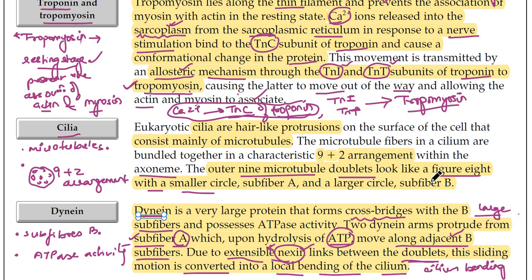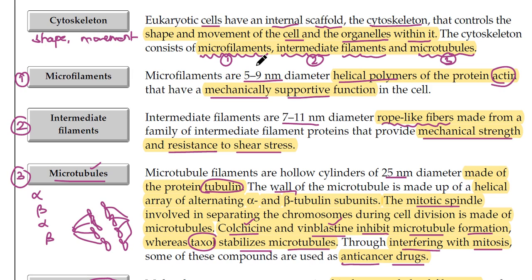Let's have a quick summary. We discussed the cytoskeleton: the cytoskeleton controls the shape and movement of the cell. There are three types: microfilaments, intermediate filaments and microtubules. Microfilaments are the smallest among the three, they are formed of polymers of actin, and they give mechanical support to the cell. Next are intermediate filaments.